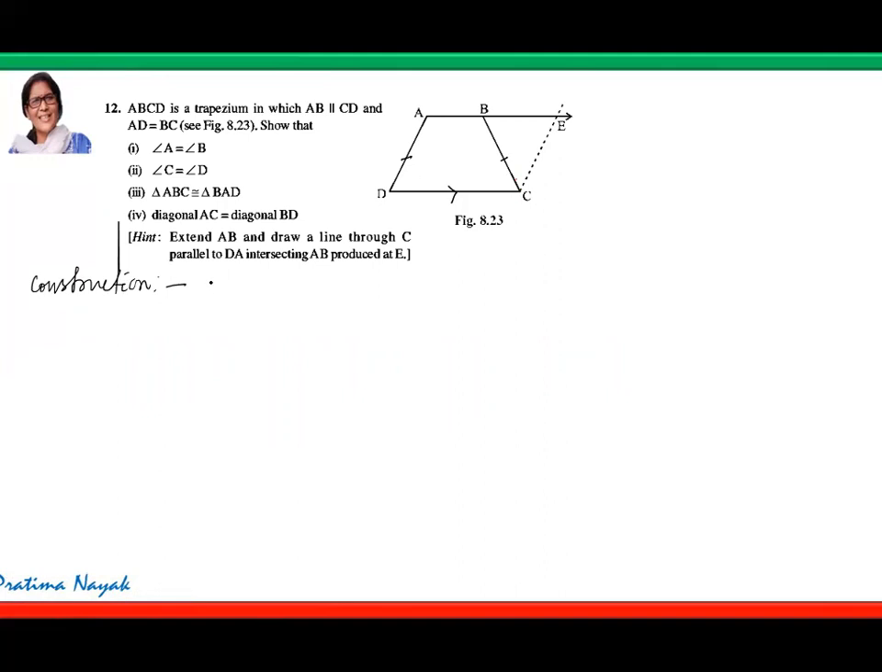We draw CE, drawn parallel to DA, which intersects produced AB at E. This is our construction. Now I'll start from proof.